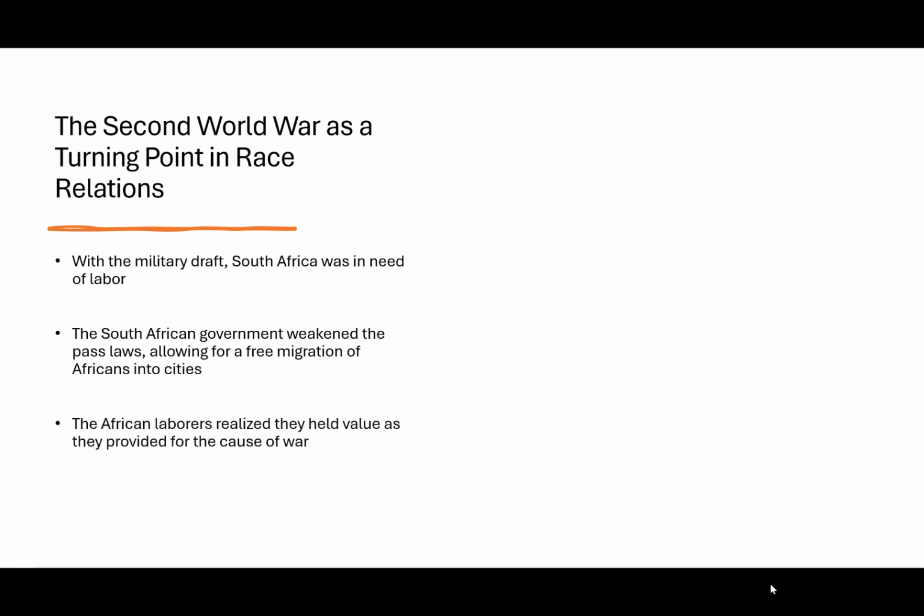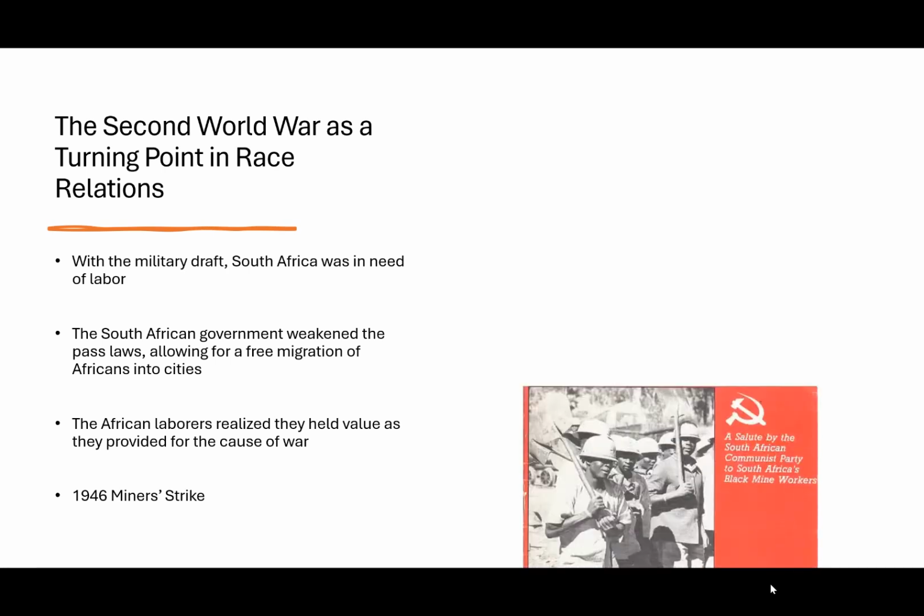The African laborers began to realize that they held value as they provided for the cause of war. They supported the war. They supported South Africa. So they saw their means of living really increase. But by the time we get to 1946, as the Afrikaner troops were coming home, we began to see a systematic removal of Africans from leadership positions. And this created the element of the miners' strike.